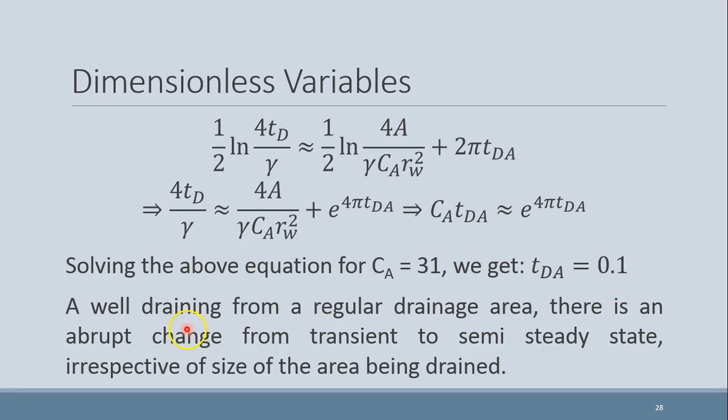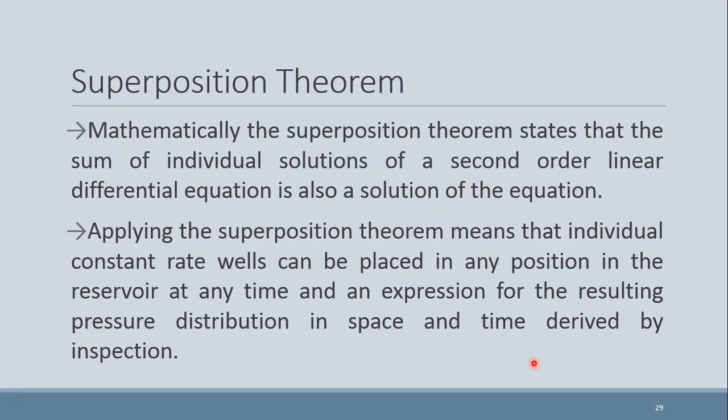While draining from a regular drainage area, there is an abrupt change from transient to semi-steady state, irrespective of the size of the area being drained. So regardless of what the area is, at TD equal to 0.1, the flow will change from transient state to semi-steady state.